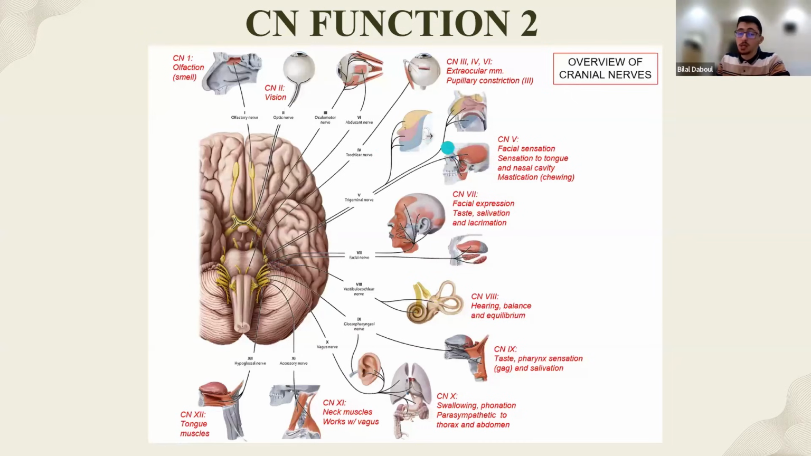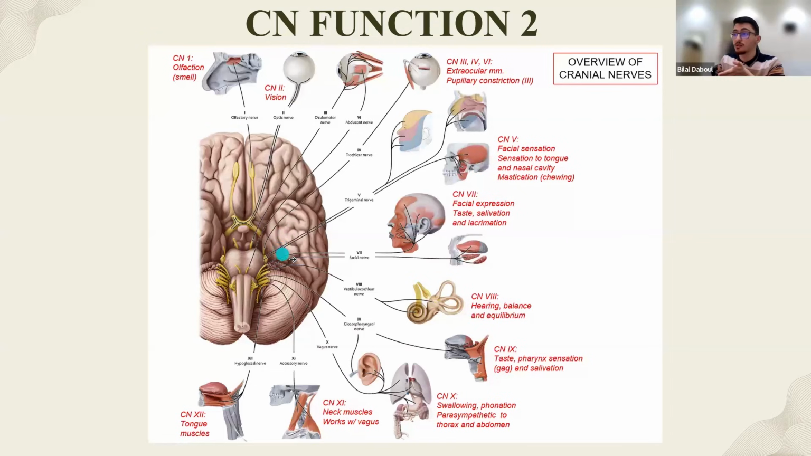So the 2 most important functions of the trigeminal nerve are facial sensations and motor to the muscles of mastication, including the masseter, the temporalis, and whatnot. It's also general sensory to the anterior 2/3 of the tongue. So if you can't feel temperature, hot or cold food, from the anterior 2/3, that's a function of the trigeminal.